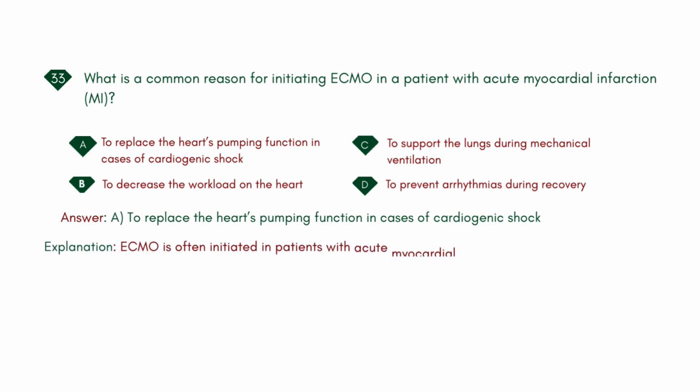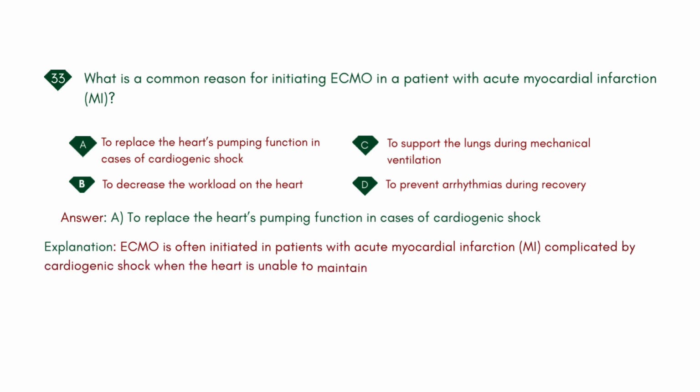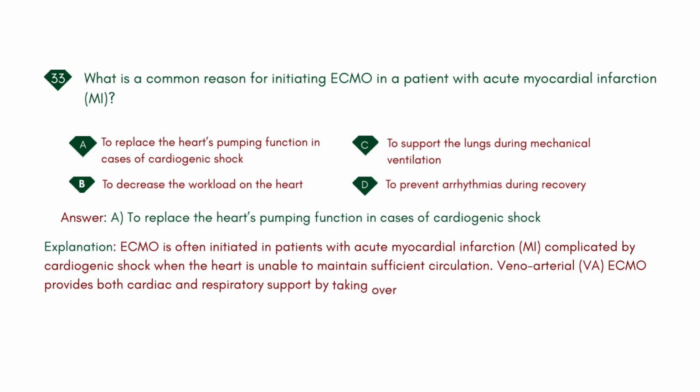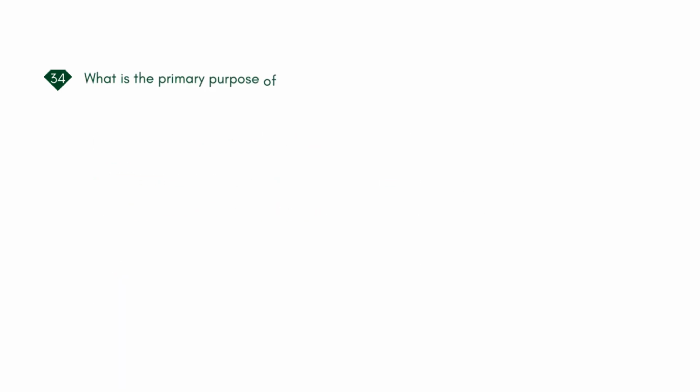Explanation: ECMO is often initiated in patients with acute myocardial infarction, MI, complicated by cardiogenic shock when the heart is unable to maintain sufficient circulation. Veno-arterial, VA, ECMO provides both cardiac and respiratory support by taking over the function of the heart and, in some cases, the lungs. What is the primary purpose of de-airing the ECMO circuit before initiating therapy?